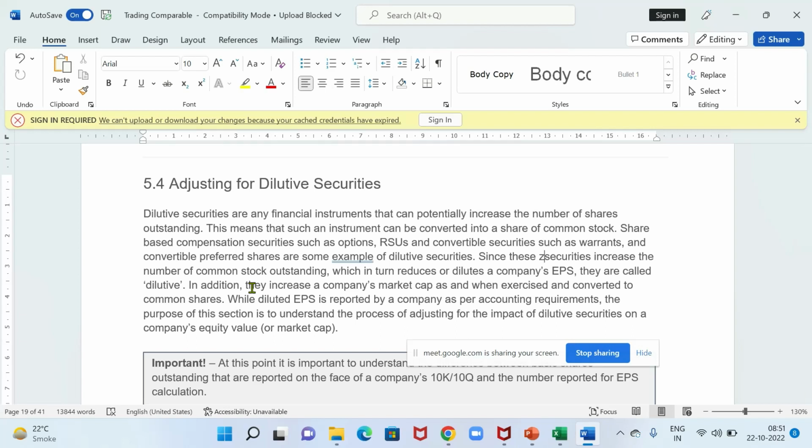number of outstanding shares. So when we are using the P/E formula or multiple, we will see that for market cap divided by number of shares, if we are adjusting for dilutive securities, it is also very important to adjust the same number of shares for our EPS computation.